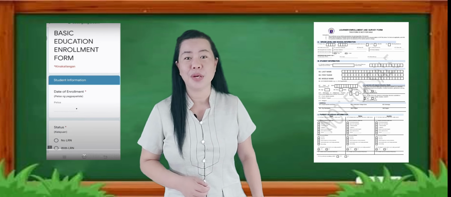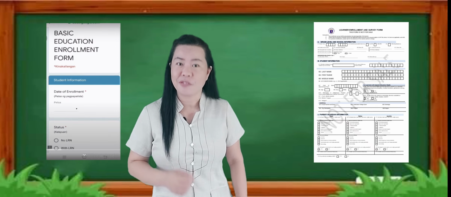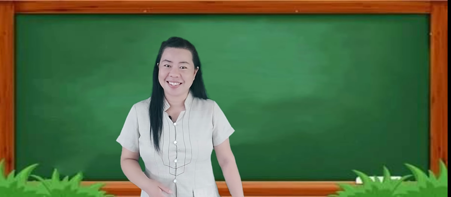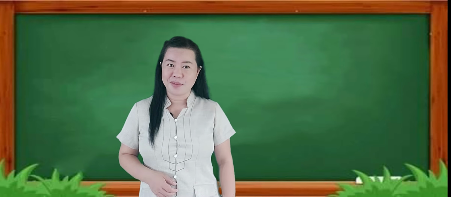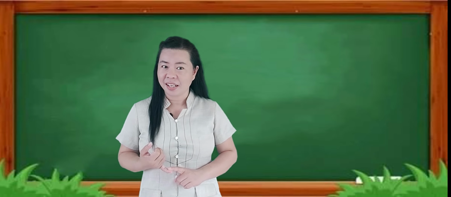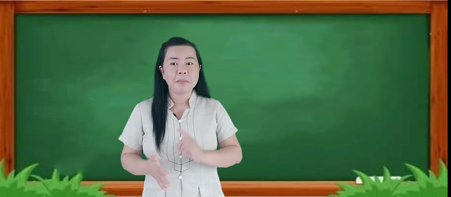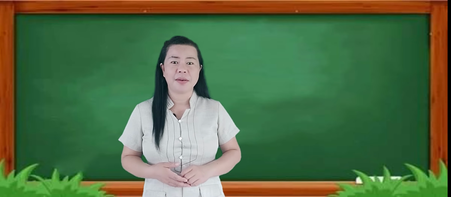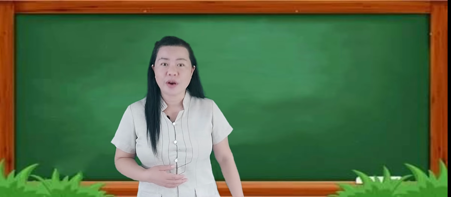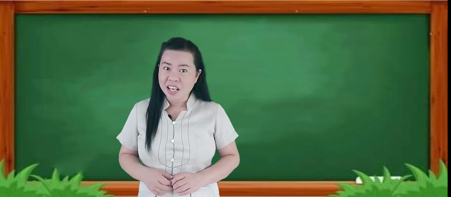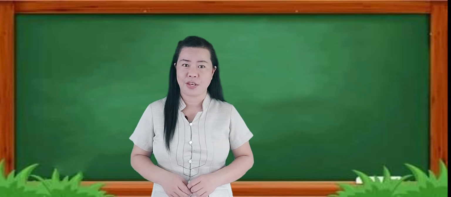Do you remember what information was asked to be filled out in these forms? You are correct. The form asked for information like name of the enrollee, birth date, address, father's name, mother's name, or guardian's name, and your learner reference number or LRN. And these are just a few of the many pieces of information that were asked of you.